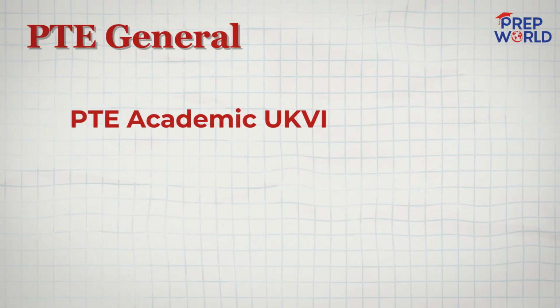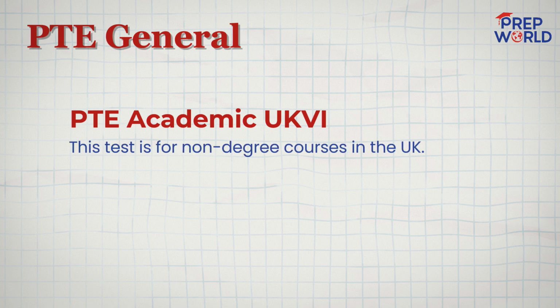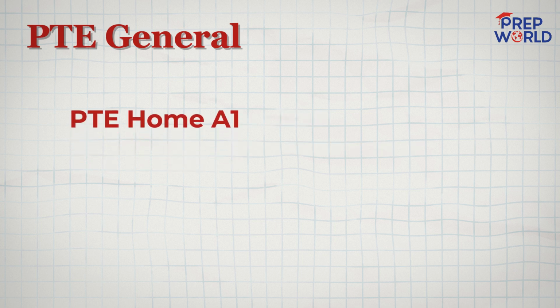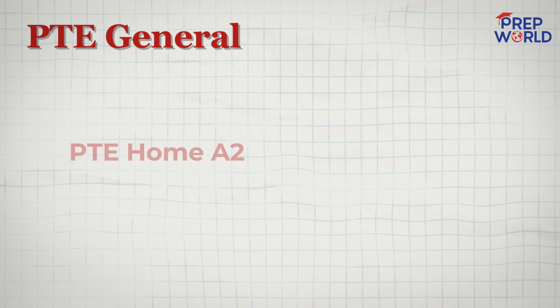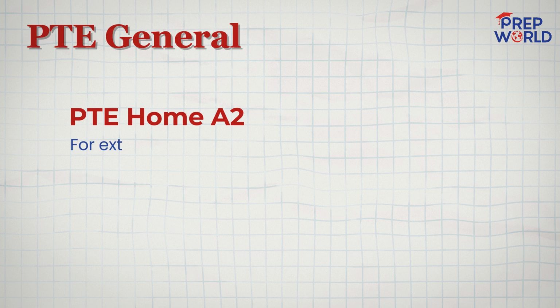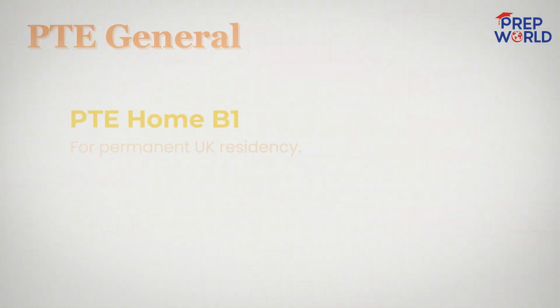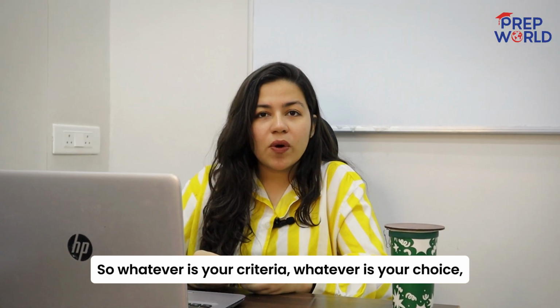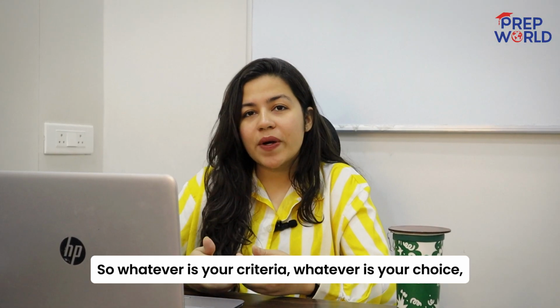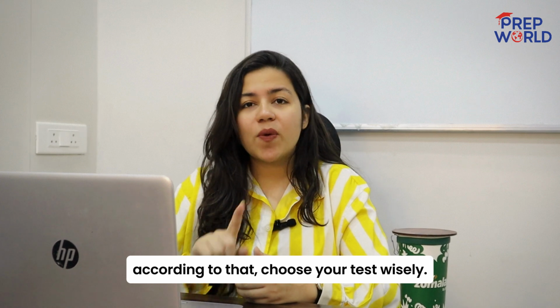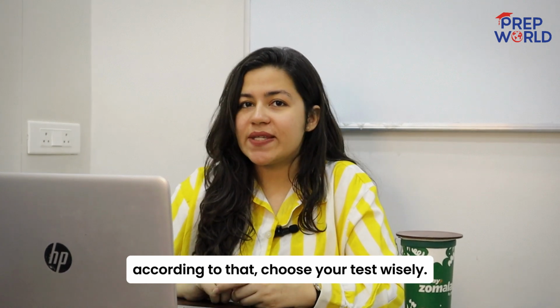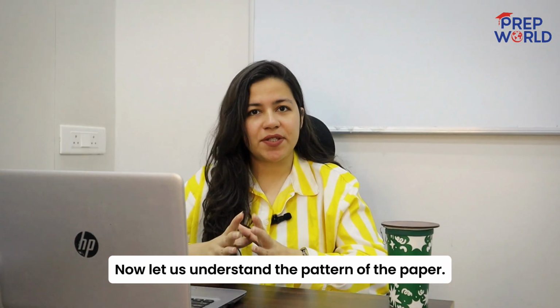First, PTE Academic UKVI. This test is for non-degree courses in the UK. The second is PTE Home A1 for a UK work or family visa. The third is PTE Home A2 for extending family visas. Then is your PTE Home B1 for permanent UK residency. So, whatever your criteria, whatever your choice, whatever your career pathway, choose your test wisely. Now, let's understand the pattern of the paper.